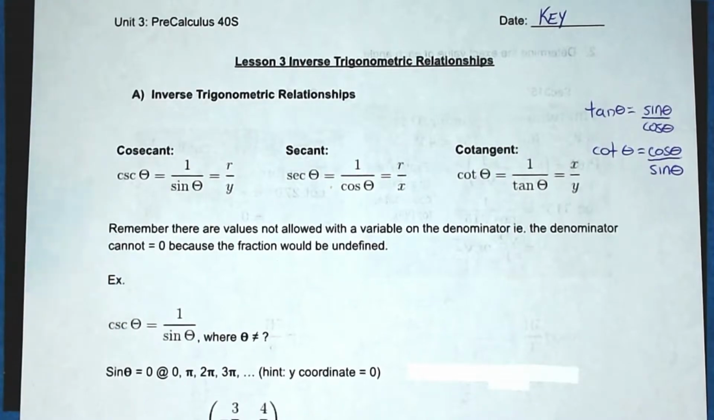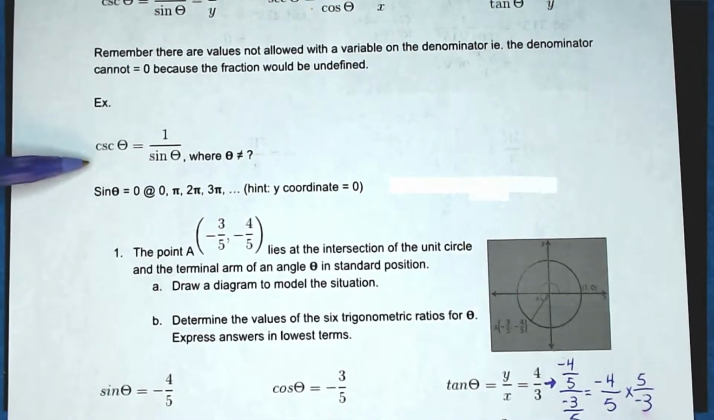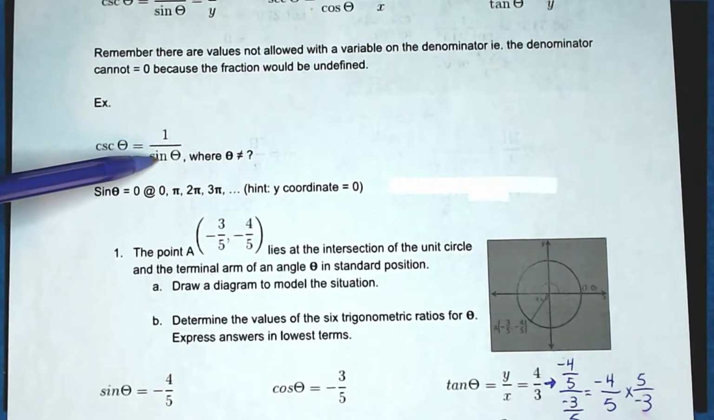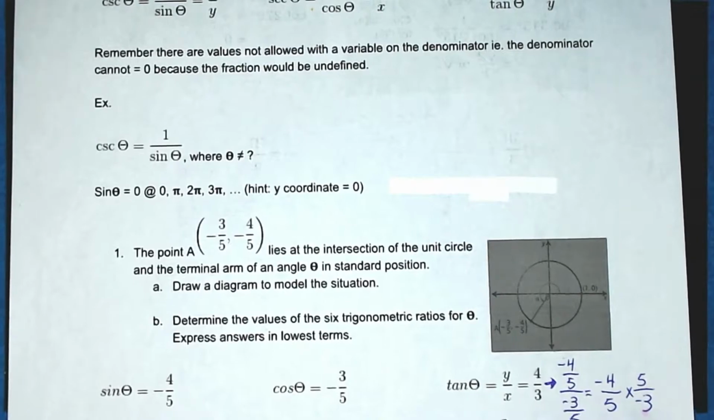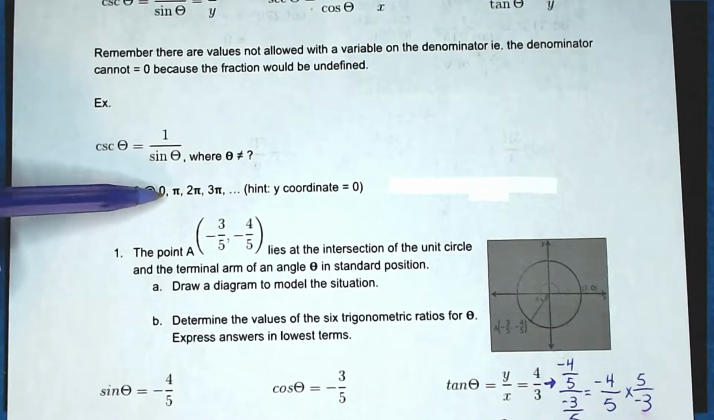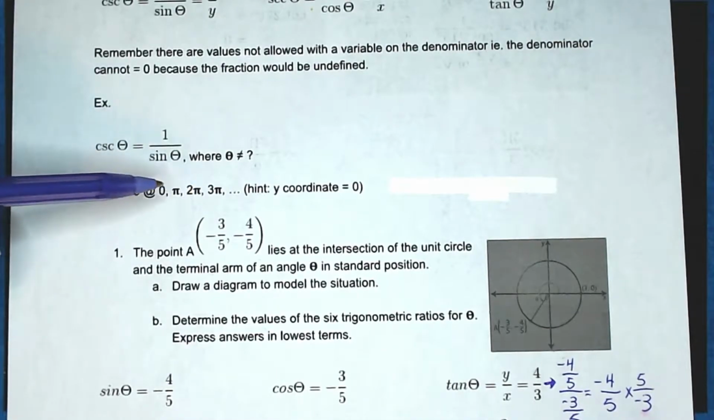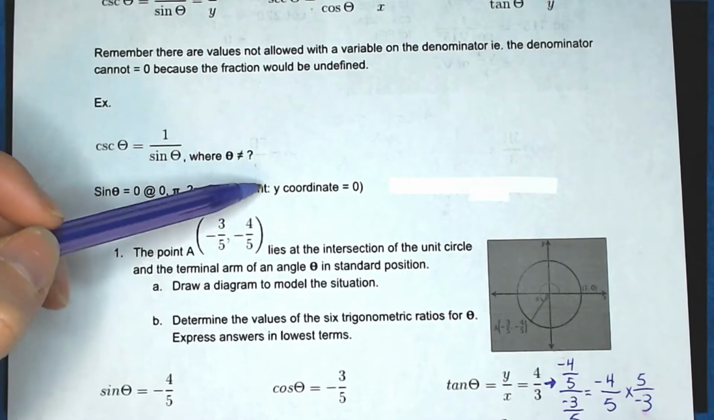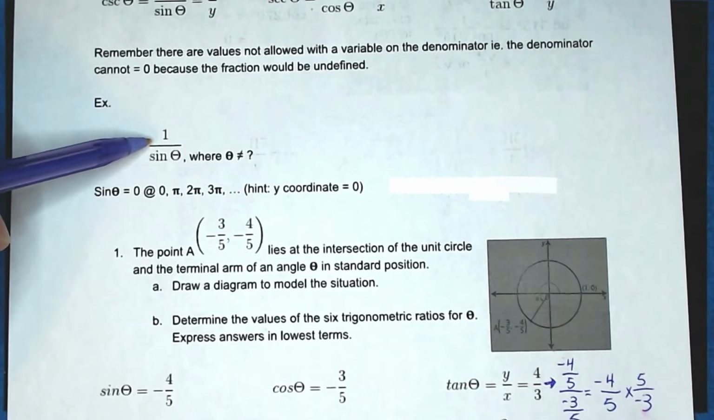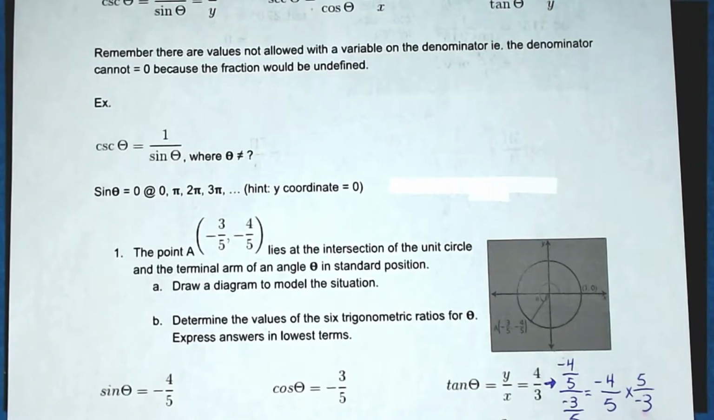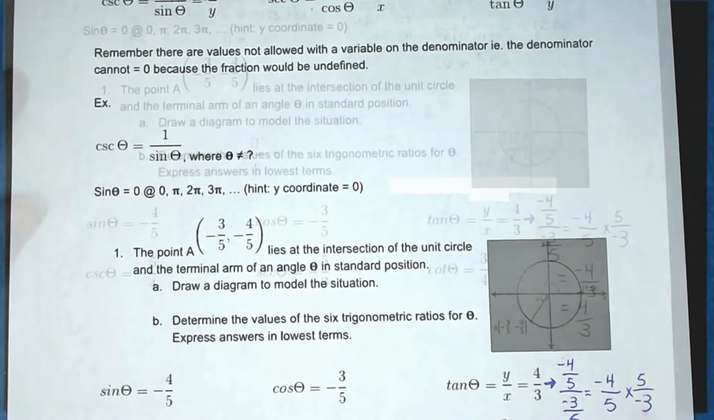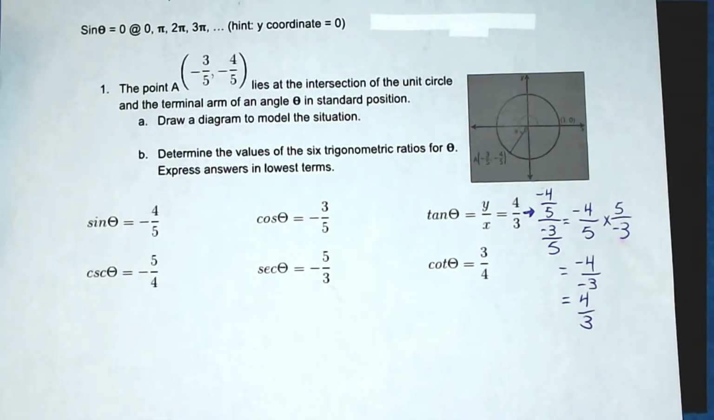So for example, in cosecant, what are the values of sine theta where theta cannot have a value? So sine theta equals 0 at 0 degrees, pi, or 180, 2 pi or 360, 3 pi, etc. It's when the y coordinate equals 0. That would give you 1 over 0 in this fraction, and therefore it would become undefined. So just be conscious of that when you're solving these problems, that if you have a 0 in the bottom, that happens.